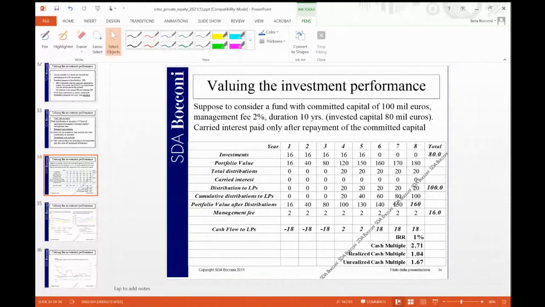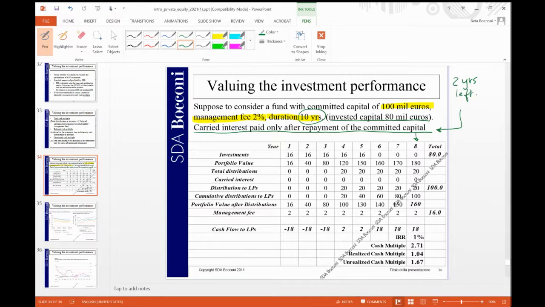Suppose to consider a fund which has a committed capital of 100 million euros, management fee of 2%, a duration of 10 years. So, as you can imagine, 10 years times 2 is 20 million, so the invested capital is 80 million euros. The carried interest is paid, as you know, only after the repayment of the committed capital has been made. In this chart, I have presented you the life of this vehicle in the first 8 years of life, compared to the total duration of 10 years. So we have 2 years left to go.